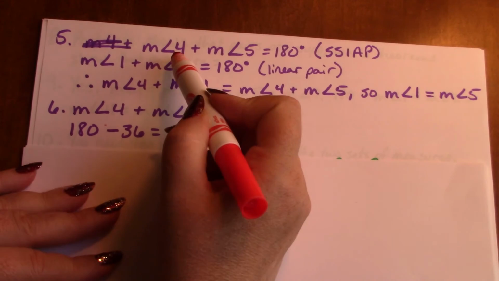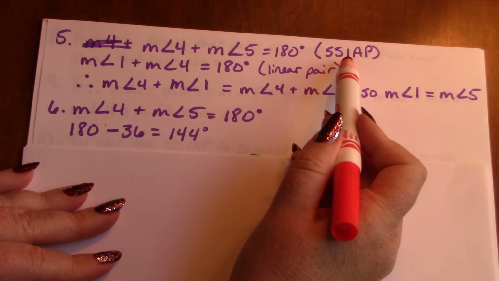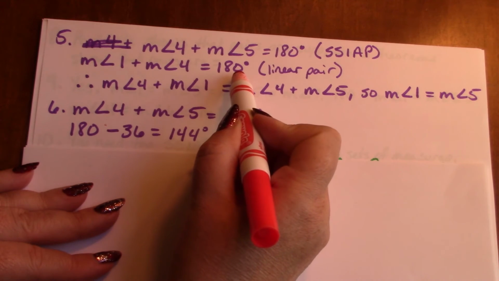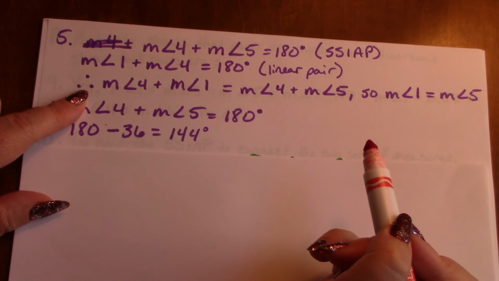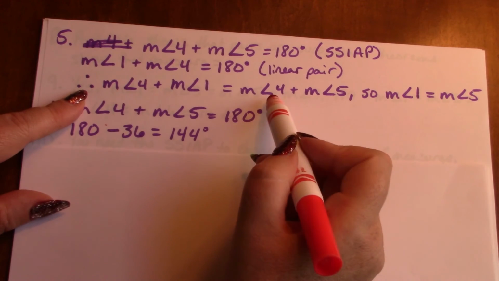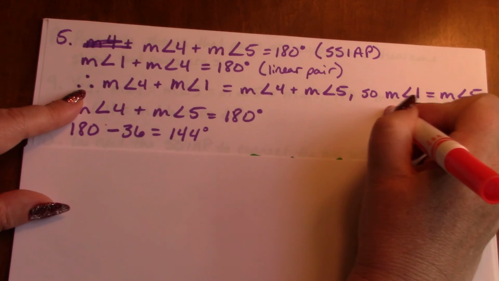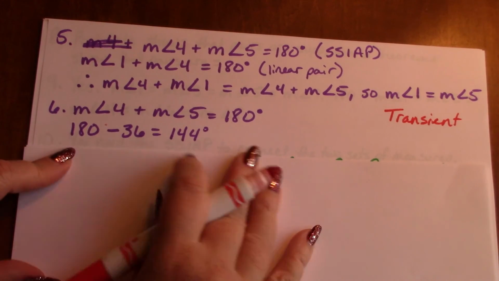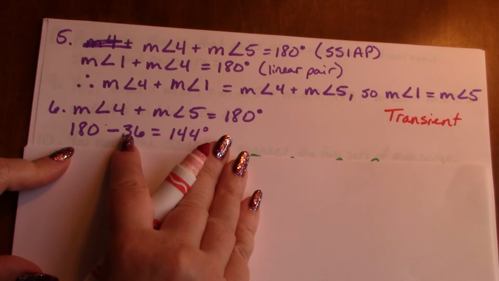So for number 5, the measure of angle 4 plus the measure of 5 equals 180 because of the same side interior angle postulate. And if I add 1 and 4 together, it's going to give me 180 degrees, and that's what a linear pair is. Therefore, this is how you say therefore in shorthand geometry speak, 4 plus 1 is the same as 4 plus 5, which means 1 equals 5. That's the transitive property.